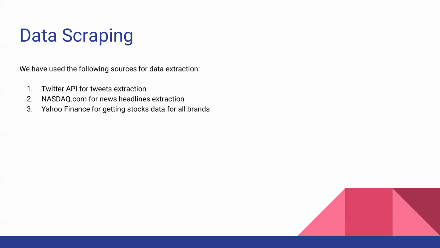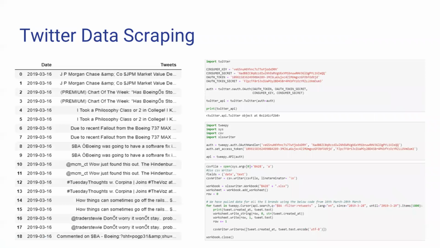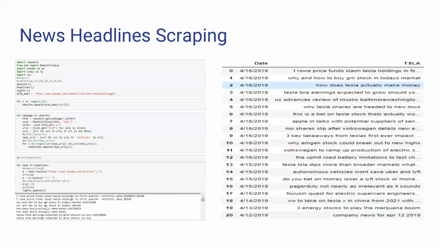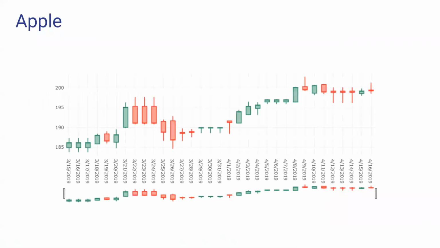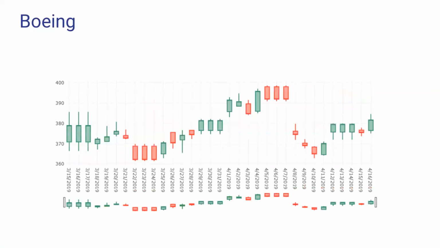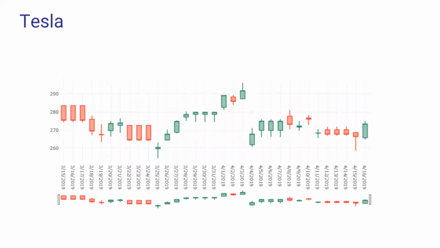The first step was to perform data scraping. We used Twitter API to get the tweets, Nasdaq to get the news headlines, and Yahoo Finance to get all the stocks data. We used a 2B model to perform Twitter data scraping, Beautiful Soup to perform news headline scraping, and Yahoo Finance to get the stocks data. These are the candlesticks for all the brands that show the price movement.